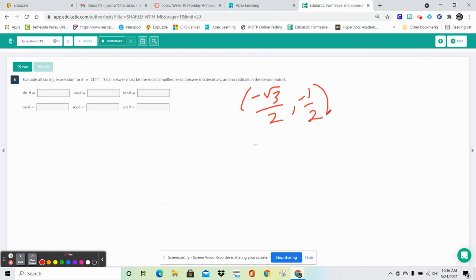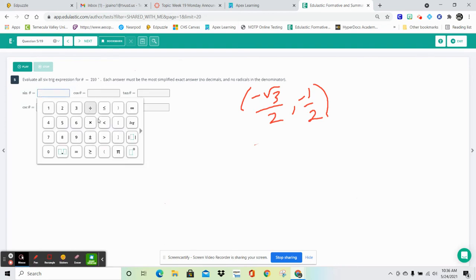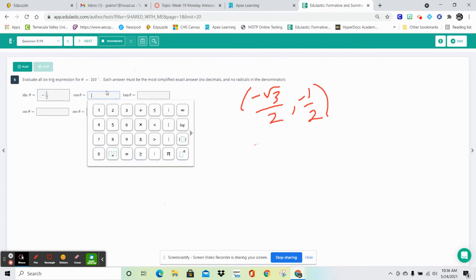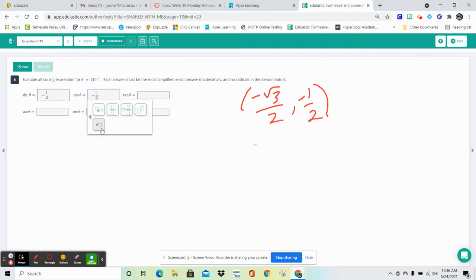So that's our stuff there. When we go in and type all this in, that's all we're doing here. Sine is going to be -1/2. Put that negative in front there. Cosine will be negative rad 3 over 2.